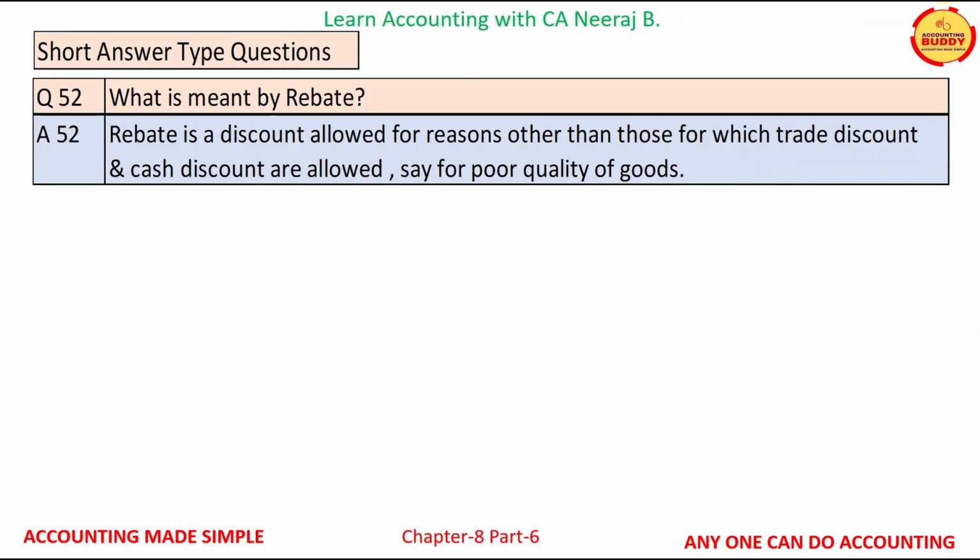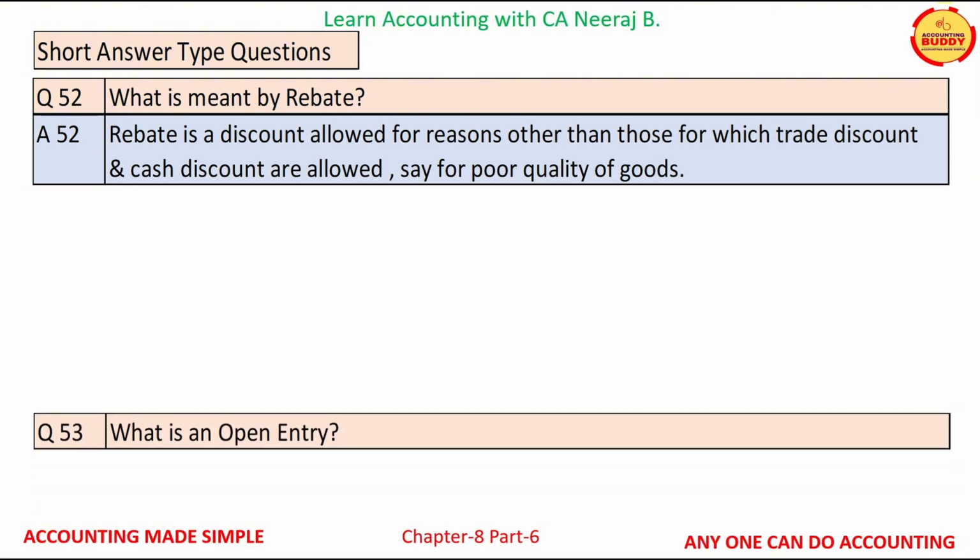Question 52. What is meant by rebate? The answer is rebate is a discount allowed for reasons other than those for which the trade discount and cash discount are allowed. Say, poor quality of goods is one of the examples wherein the seller gives the rebate to the buyer.